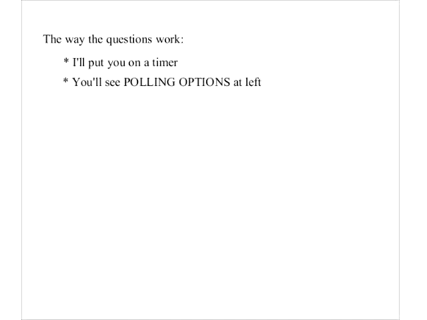I'll put you on a timer. Wow, that font is very small. Let's make that bigger. Okay. I'll put you on a timer. You will see polling options in the corner of your screen. So I'm going to give you those right now. Those should have just appeared on your screen.